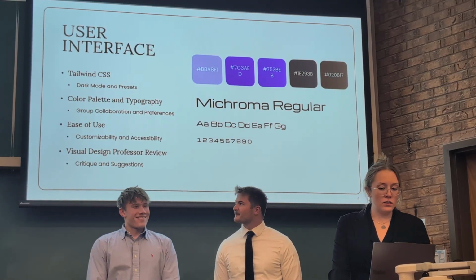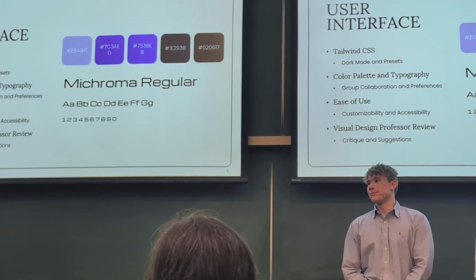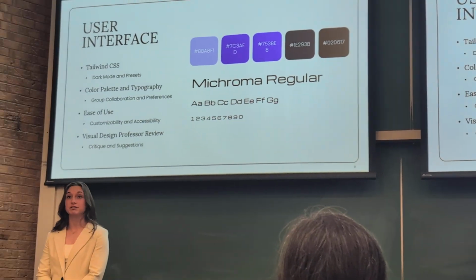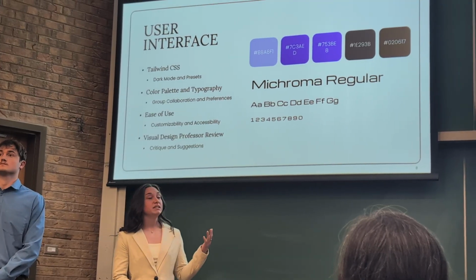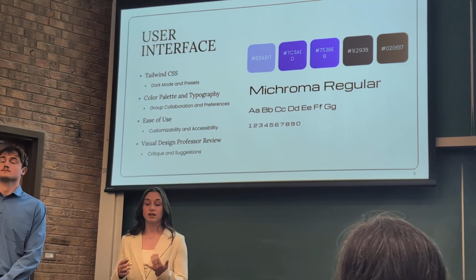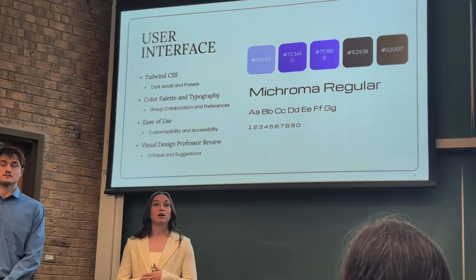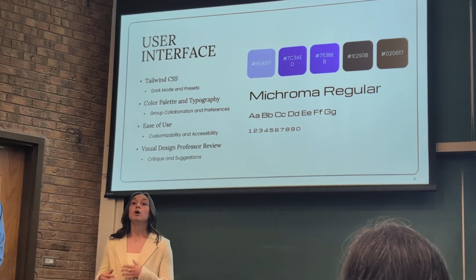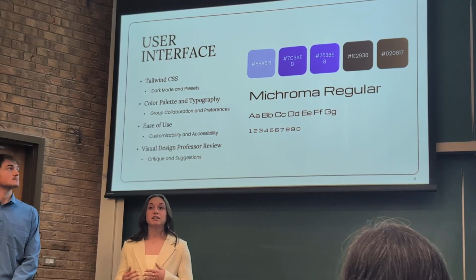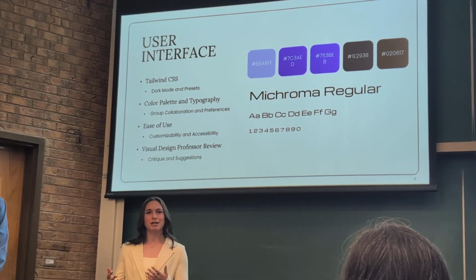Going into the user interface, we really wanted something that was customizable, had an ease of use factor, but also was appealing to our users. One of the main things that we focused on was Tailwind CSS. This provided us with an easy implementation of a dark mode and also presets. So a lot of our app involves beginner, intermediate, and advanced settings, which those presets allow us to easily categorize with colors such as red, green, or just yellow.